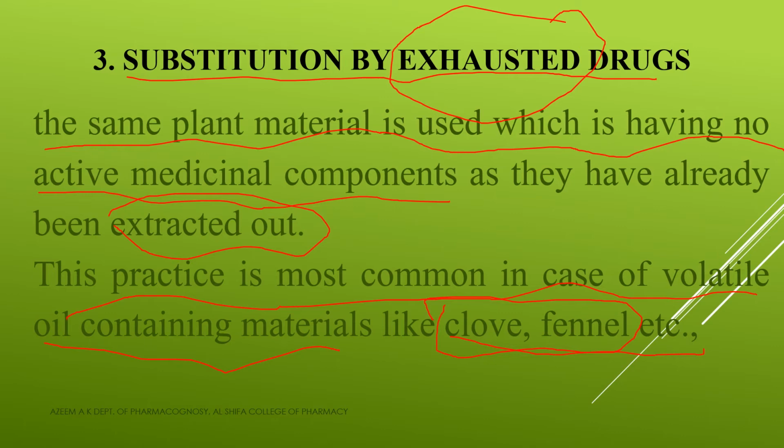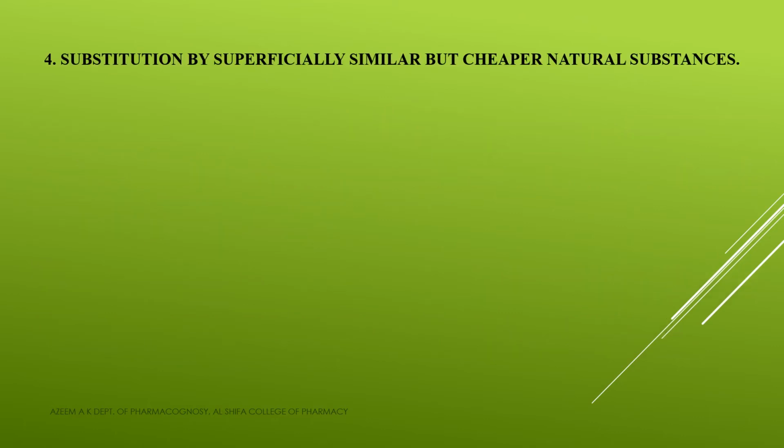Clear? Now till now we have already seen three different methods of adulteration. The third method was substitution by exhausted drugs. You can say about the fourth method, that is substitution by superficially similar but cheap natural substances.